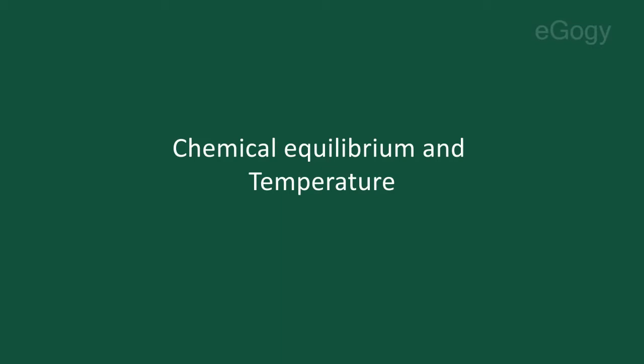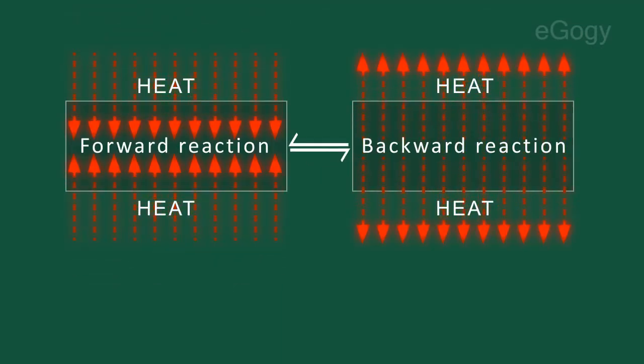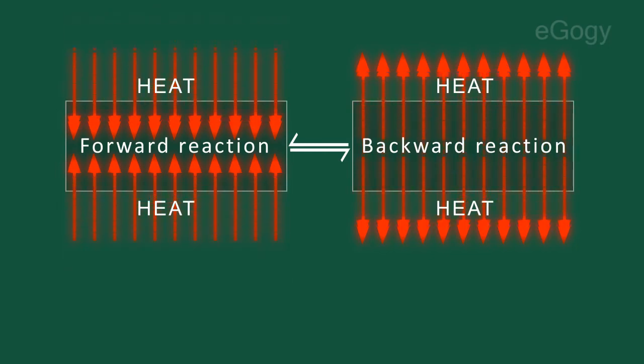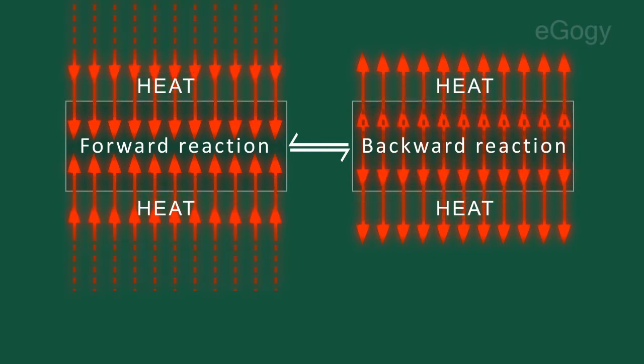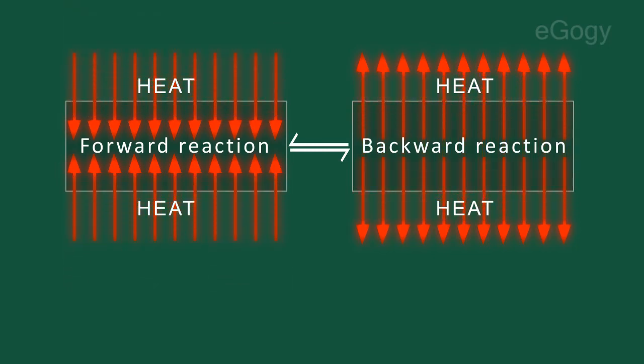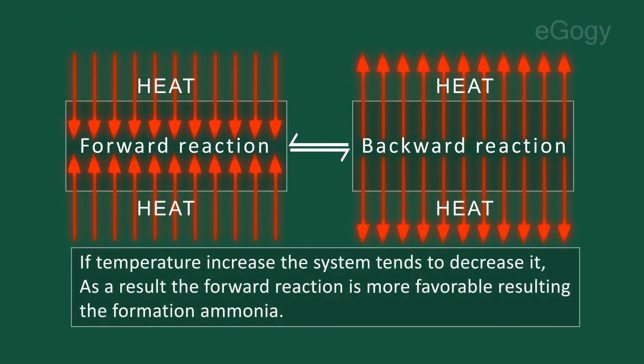Chemical equilibrium and temperature. In a reversible reaction, if one reaction is exothermic, then the other reaction will be endothermic in nature. Generally, the ammonia-forming reaction is exothermic. If temperature increases, the system tends to decrease it. As a result, the forward reaction is more favorable, resulting in the formation of ammonia.